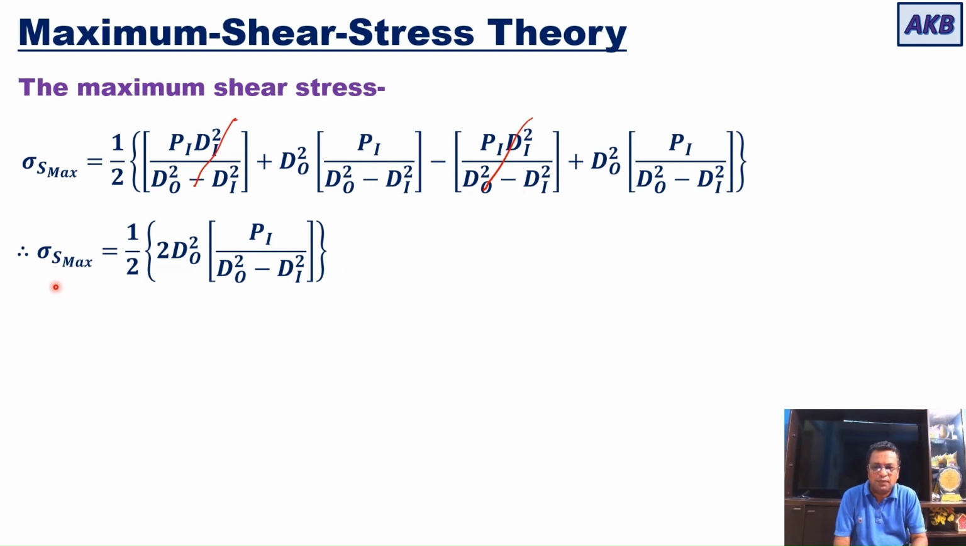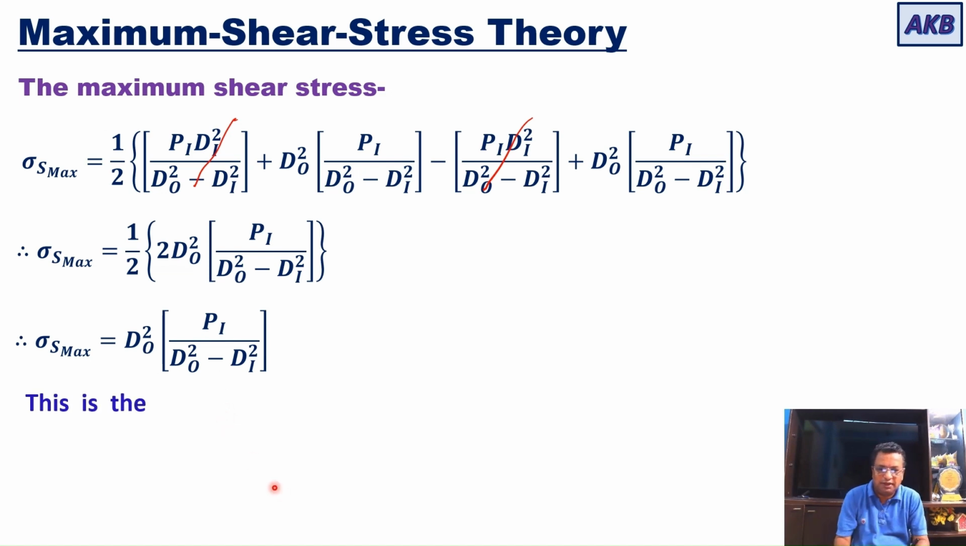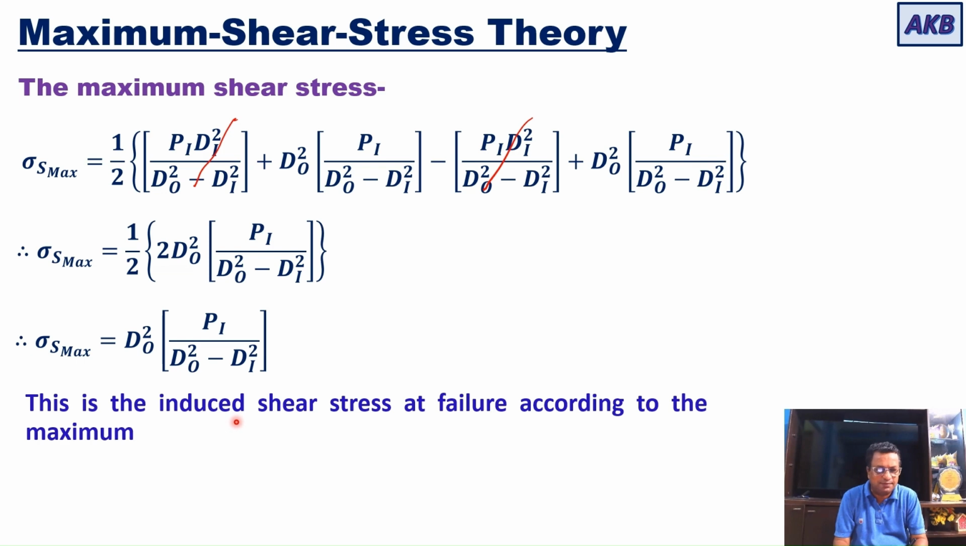So that's why you get sigma S max as 1 by 2 into 2 do square into pi upon do square minus di square. That is, sigma S max is equal to do square into pi upon do square minus di square, because the 2 will get cancelled out and you are left with do square into pi upon do square minus di square. So this is the induced stress at failure according to the shear stress theory.